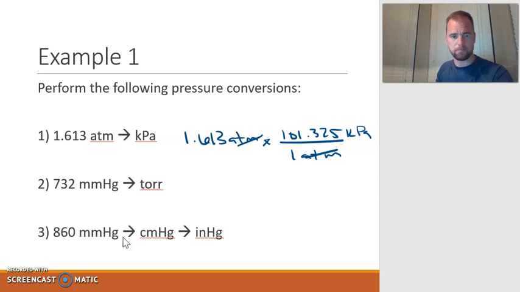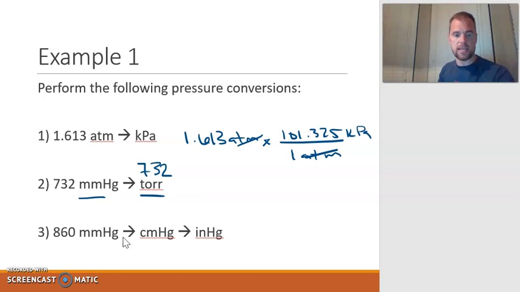But that would be your setup. For number 2, 732 millimeters of mercury to torr. Well, remember, these two units are the exact same. So if it's 732 millimeters of mercury, it is 732 torr. There's really no conversion there.